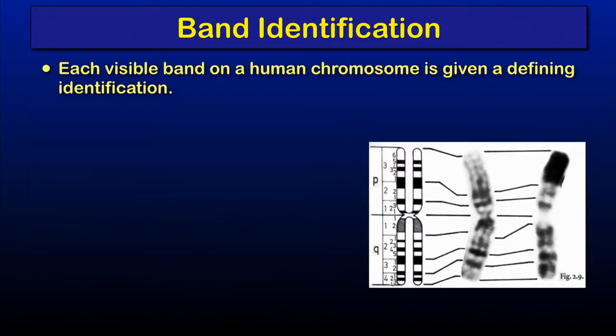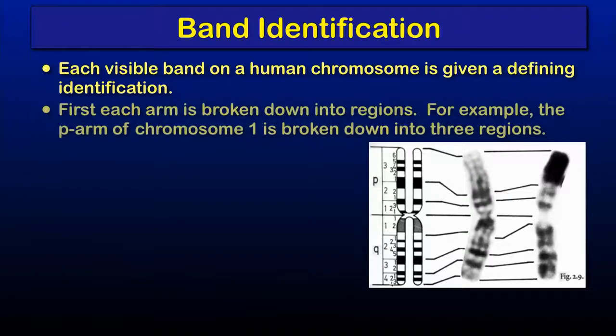So, band identification. Each and every visible band on the chromosome is given a unique identification. And you should have an understanding of this identification process. So we break down each chromosome into first the P arm and the Q arm. That's the first step. Is it the P arm or is it the Q arm? Well, the first step would be what chromosome is it? So chromosome 1, then P arm and Q arm. Then the P arm is broken down into regions and the Q arm is broken down into regions.